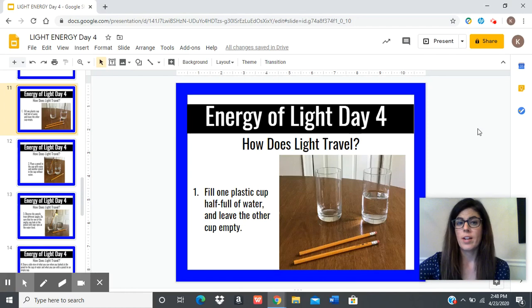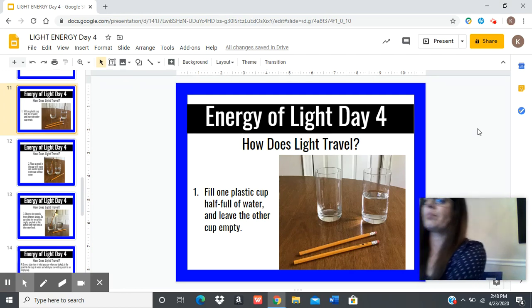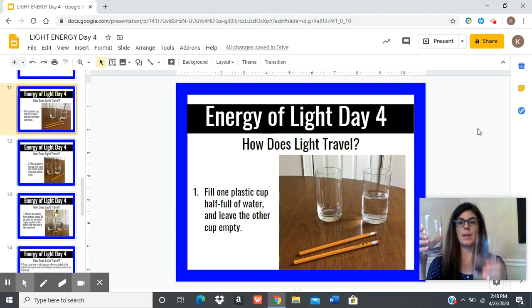Step 1, fill one plastic cup or a glass cup like I used, half full of water and leave the other empty. So I've got my empty cup and my cup half full of water.